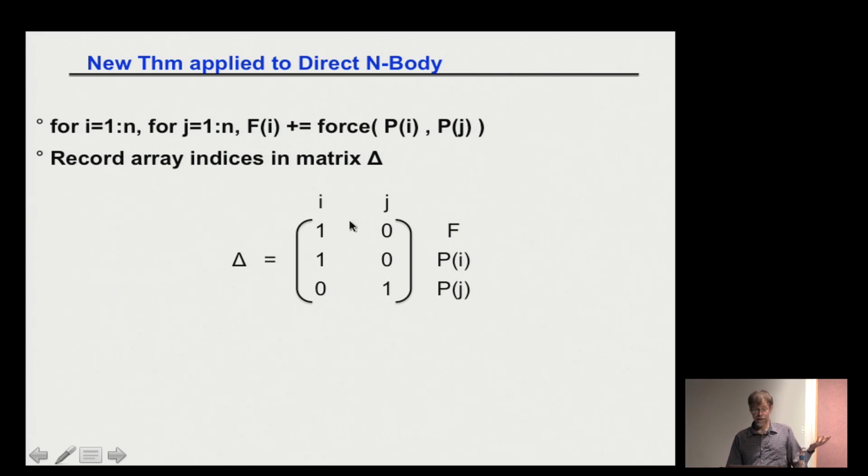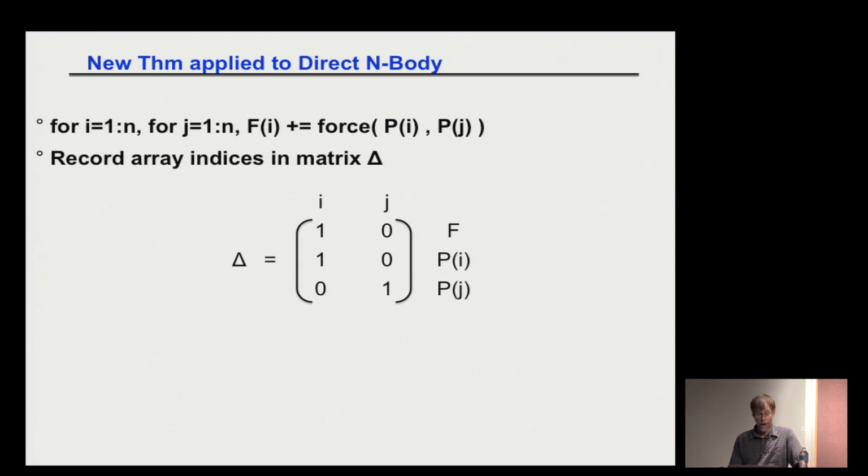So everything I need to know to optimize that code, I can embed in this simple little 0, 1 matrix. There's one column for each loop index, i and j. There's one row for each array access. So pi is one access, pj is a different access, and then f. And so f is subscripted by i, pi is subscripted by i, and pj is subscripted by j. And so the rest of it is exactly the same.